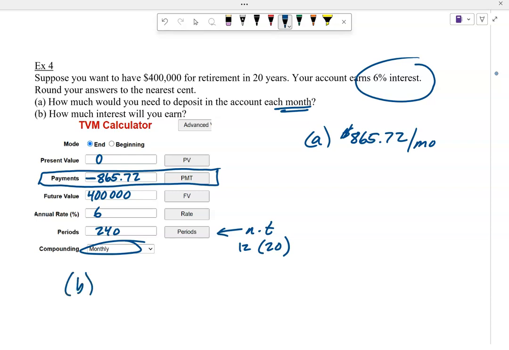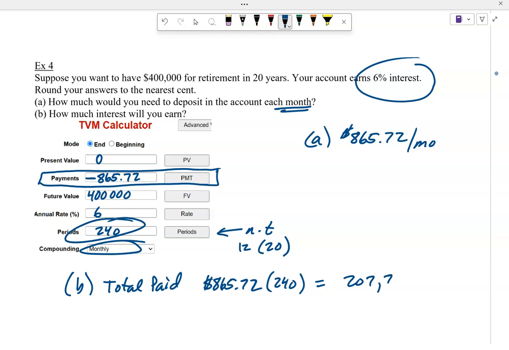Well, let's figure out first of all, what did we pay into this? Total paid. We paid $865.72 every month for 20 years. In other words, we made 240 payments. And so this will spit out, we put in $207,772.80. That's how much we actually paid for this. So how much did you earn in interest? How much was all free money?